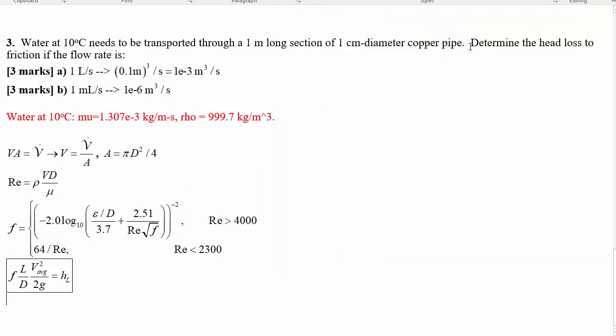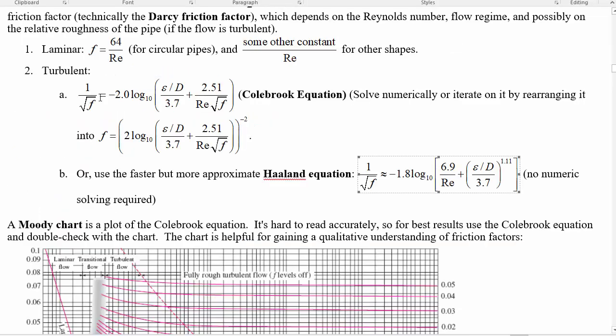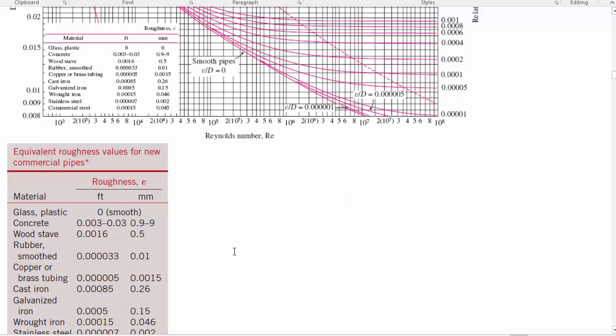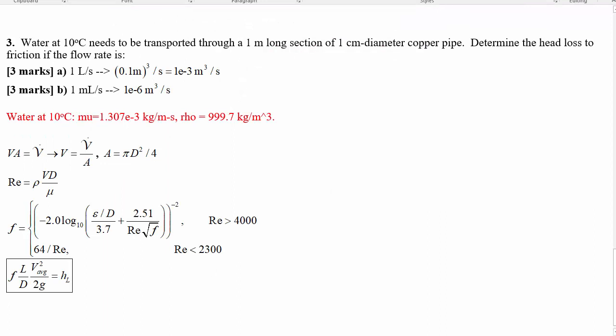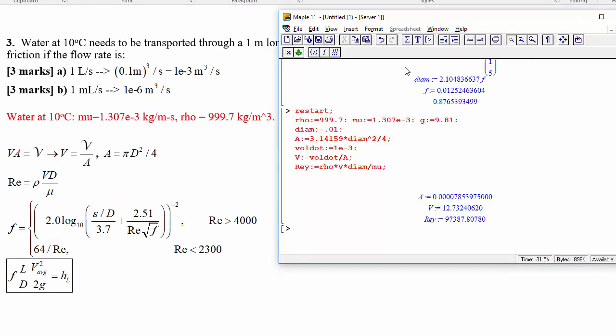What do they tell us for the pipe? The pipe is copper, which means that we can use a roughness of 0.0015. So back over here, epsilon is 0.0015 millimeters, and that means, let's first guess 0.01 and then do some iteration on this equation.